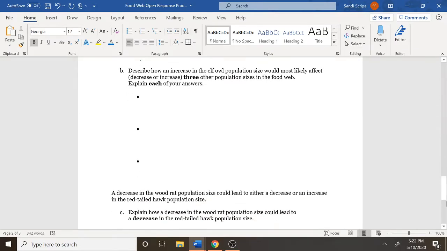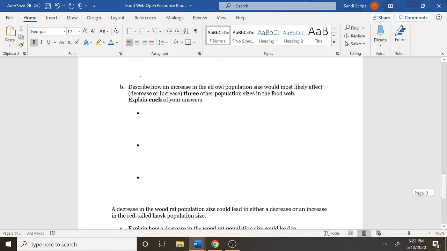All right. So part B, I know this is a long video. I apologize, guys. I just want to be sure we're on the same page and to help anybody that's confused. So for part B, explain how an increase in the elf owl population could affect, increase or decrease, 3 other population sizes in the food web.